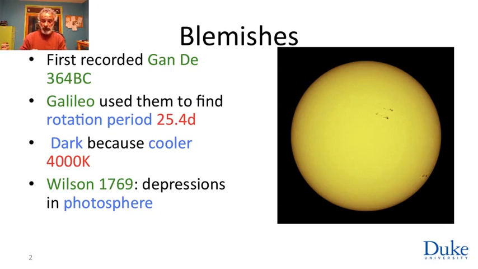If you remember that the sun is approximately 100 times the radius of Earth, then the typical size of a sunspot is about the size of Earth. And it was the observation of Wilson in 1769, by watching the behavior of sunspots as they approach the edge of the visible disk of the sun, that they're in fact depressions in the solar surface.